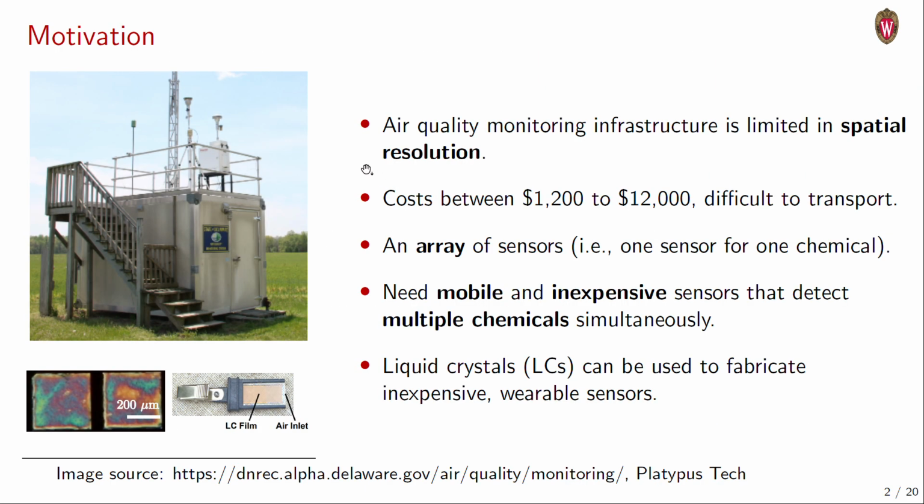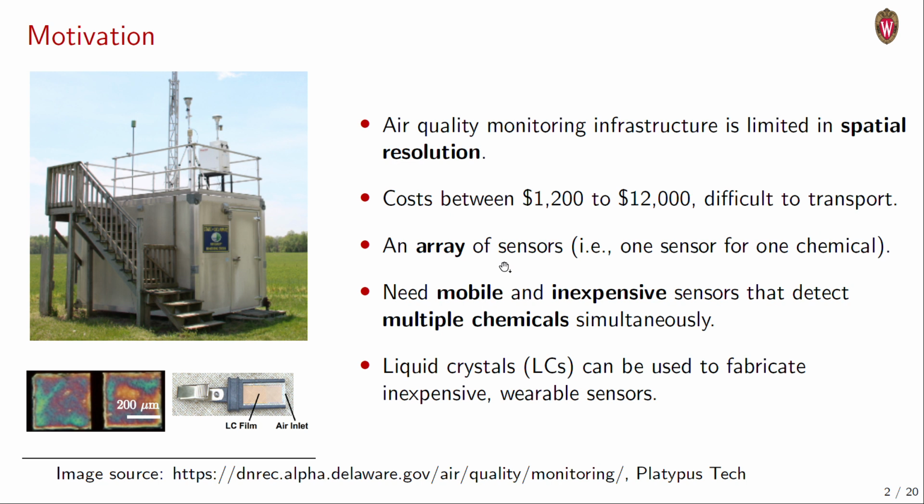The current air quality monitoring infrastructure is limited in spatial resolution due to the high cost of sensing equipment and transportation logistics. The equipment cost can range from $1,200 to $12,000, and the equipment is difficult to transport. For instance, there are currently 1,877 ground-level ozone monitoring stations available in the US. This prevents monitoring air quality in localized environments, such as manufacturing facilities, disaster areas, and buildings.